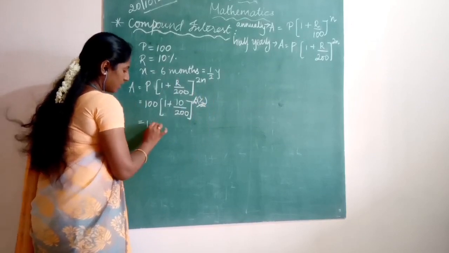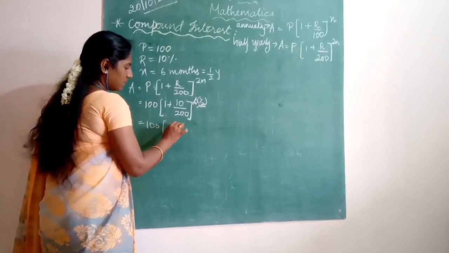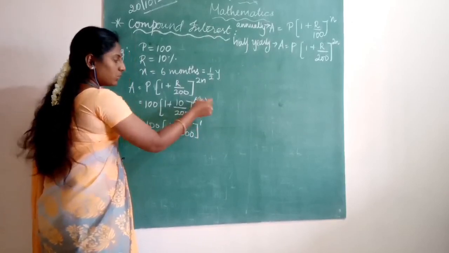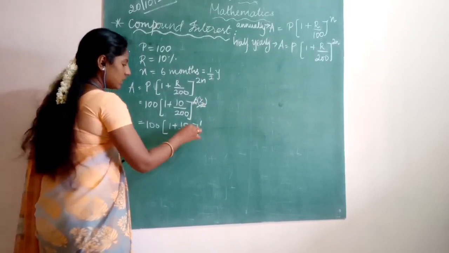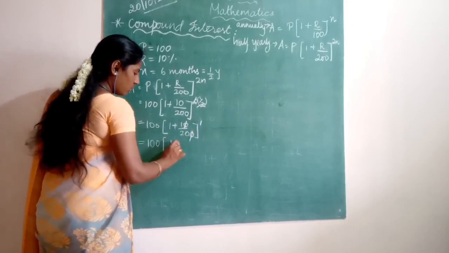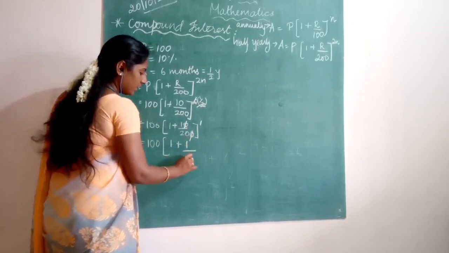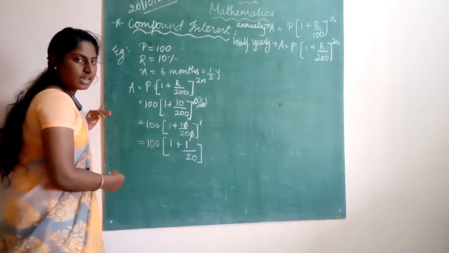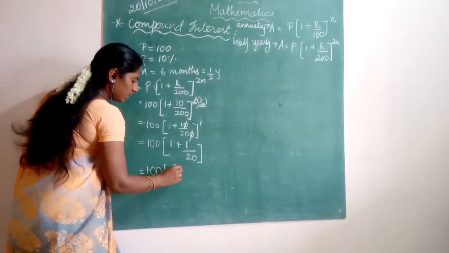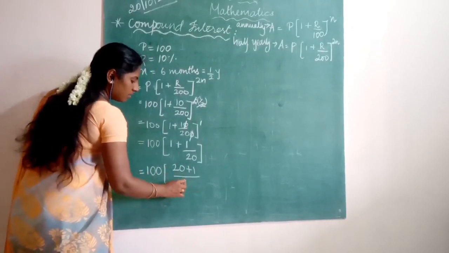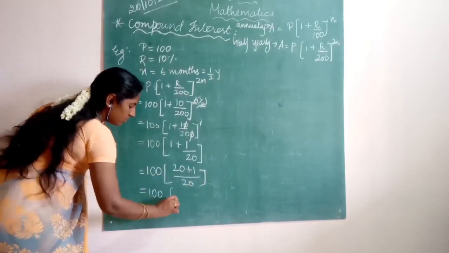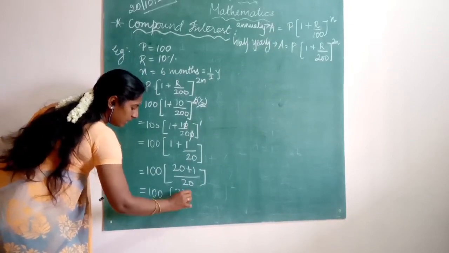So simply we will have 100 into 1 plus 10 by 200 the whole power 1 only. Okay, 2 and 2 are cancelled, right? Then now 0 will get cancelled. So what will you have here? 100 into 1 plus 1 in the numerator and 20 in the denominator. And you need not write this one again. Next you will have 100 into, take LCM, 20 plus 1 whole divided by 20. That is 100 into 21 by 20.